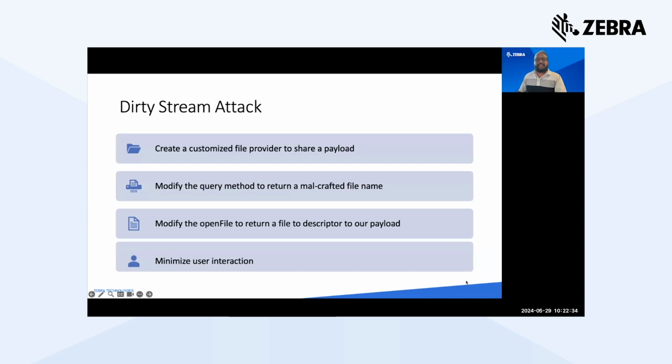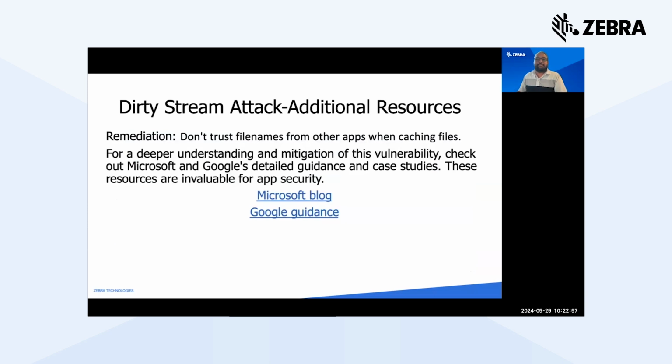In these transactions, the attacker will make sure that there is absolutely no user interaction, because if user interaction is required, the user knows that something wrong is happening. That's why they will try to avoid user interaction. So that's where you could achieve the attack using this content provider.